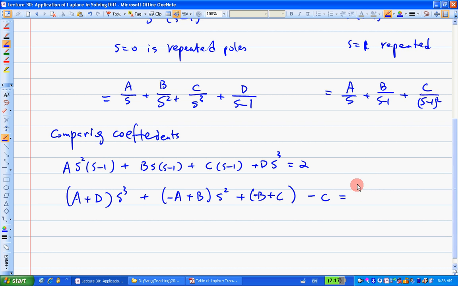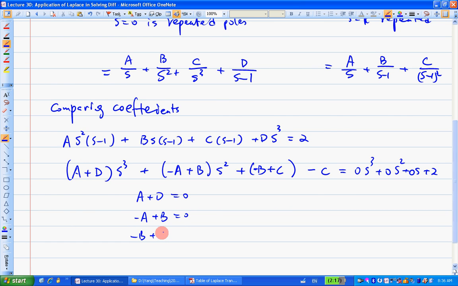So basically now the other side is 0 s cubed, 0 s squared, 0 s, plus 2. So comparing coefficients, meaning A plus D equal to 0, negative A plus B equal to 0, negative B plus C is 0, and negative C is 2. So that's comparing coefficients.